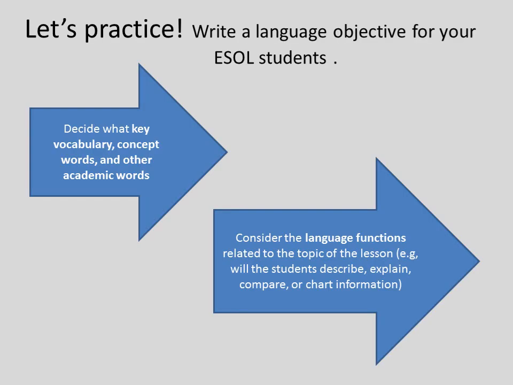Okay, and as you write that language objective for your classroom as the second assignment for this module, let's do a little practice again to help you review it. If you want to write a language objective for your ESL students, you need to decide what the key vocabulary, the key concept words, and other academic words that might need to be understood by the student in order to accomplish your content objective. And then, when you're writing your language objective, consider the language functions that are related to the topic of the lesson. For example, will the student be describing or explaining or comparing, or will they need to chart information?